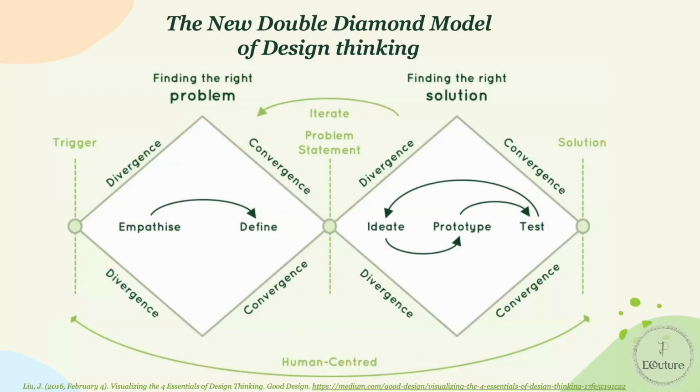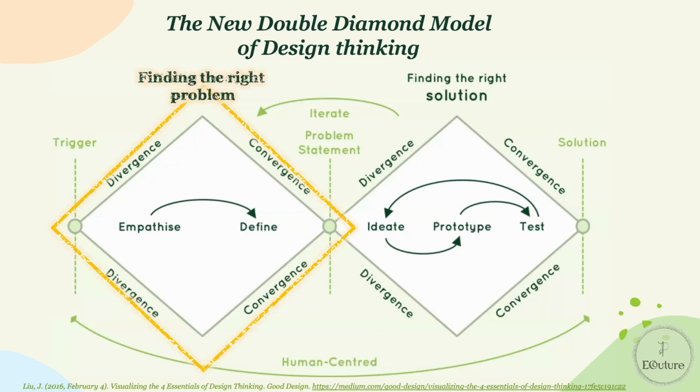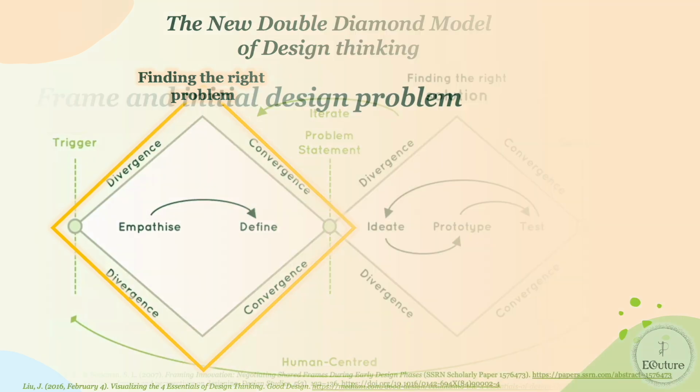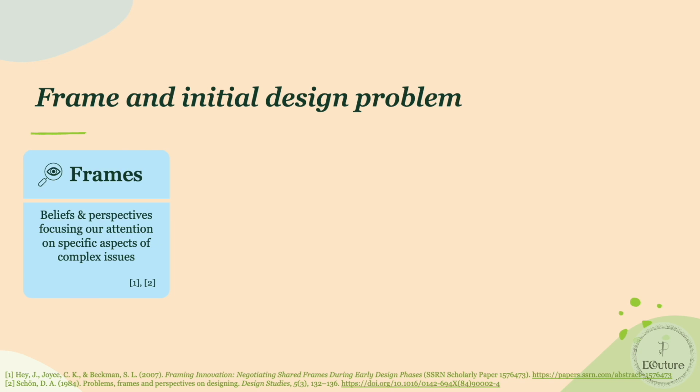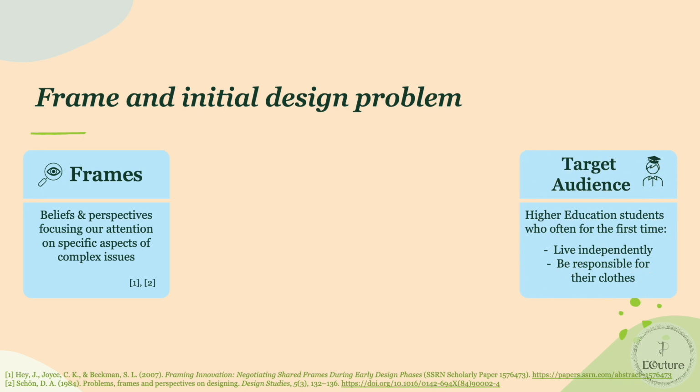Having this as our trigger point, we worked on the fuzzy front end of the double diamond model of design thinking. We tried to explore which would be the right design question to address and how it is affected by the frame. Son describes how frames shape our beliefs and perspectives, acting as lenses, focusing our attention on specific aspects of complex issues.